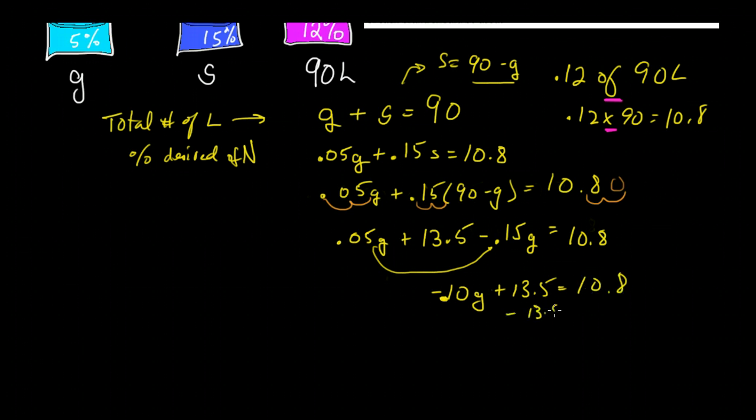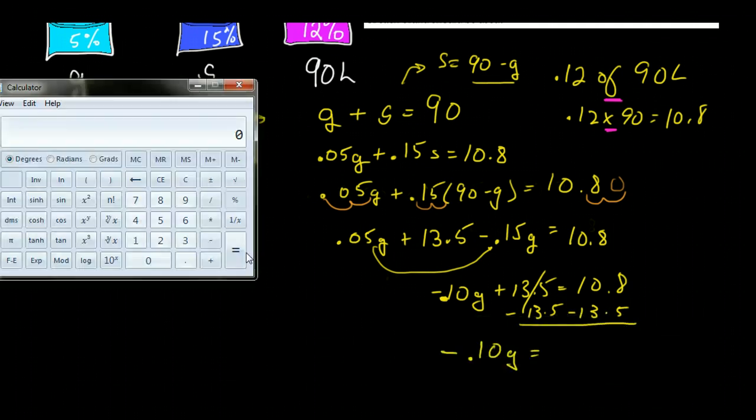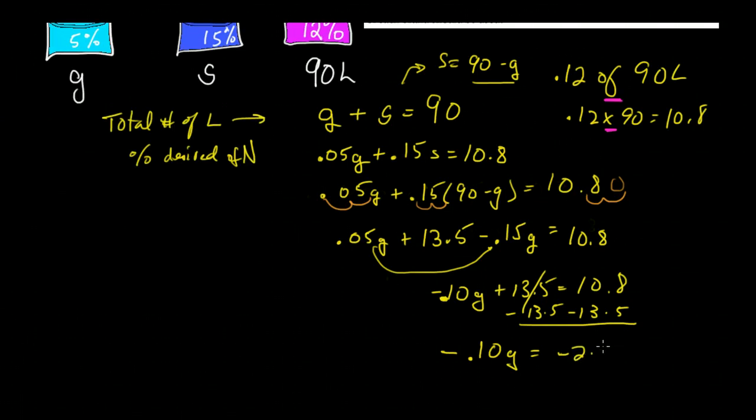Subtract 13.5 from both sides, and those cancel. I get negative 0.10 of G is equal to, get the trusty calculator out here, 10.8 minus 13.5, and that gives me negative 2.7.